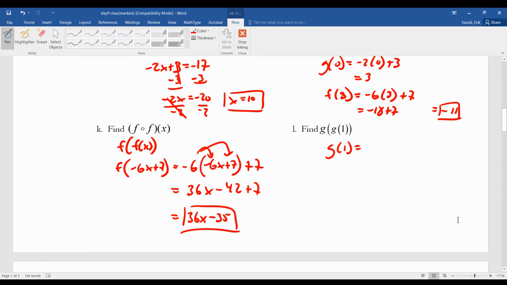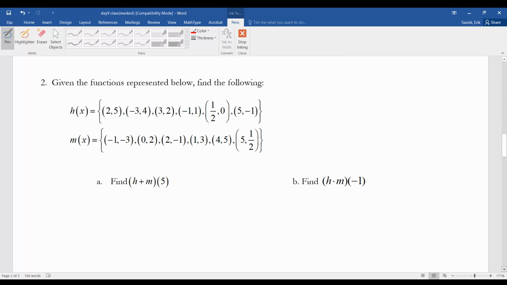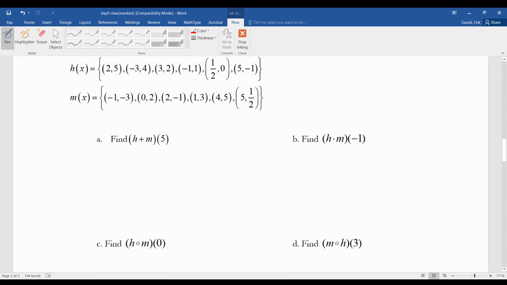Find g of 1. And that's going to be negative 2 times 1 plus 3, which comes out to negative 2 plus 3, which actually comes out to 1. Well, then you do that again. Well, we just did g of 1 was 1, so obviously if I do it again, it's still going to be 1. Okay, so there's not a lot of work to show here. You just got to use the table. So remember, this is the input, the x.